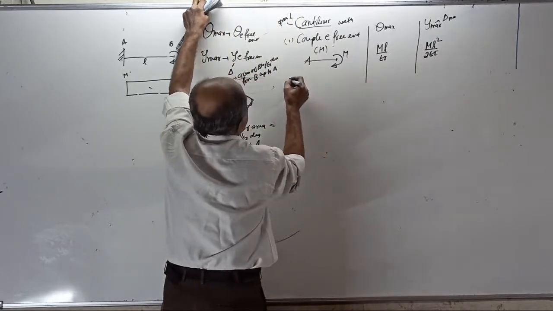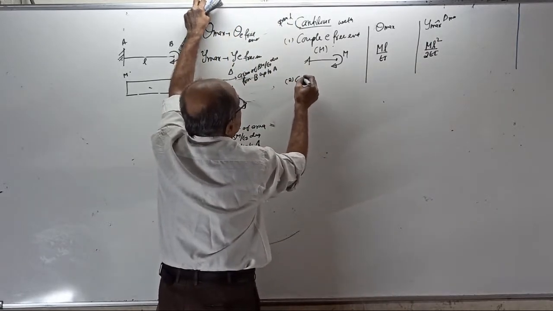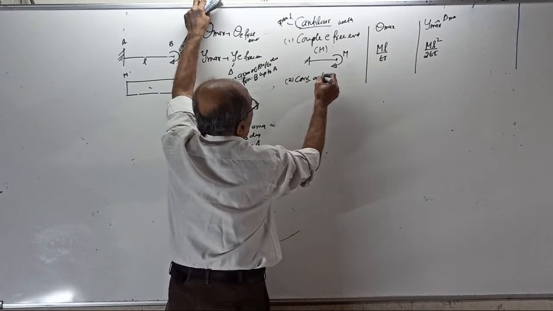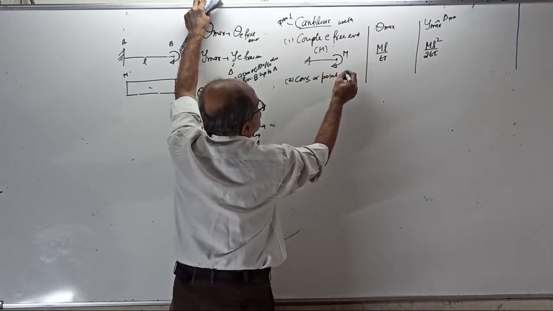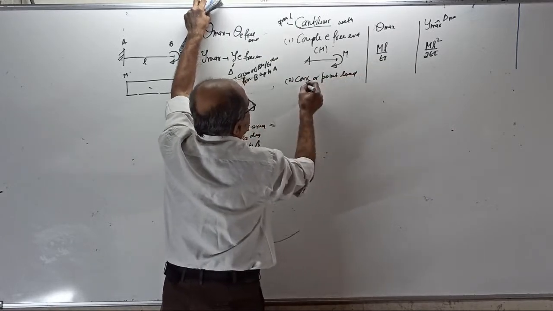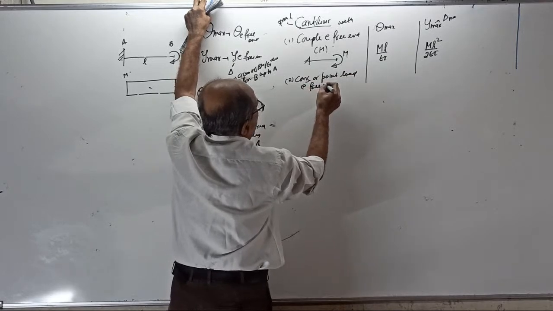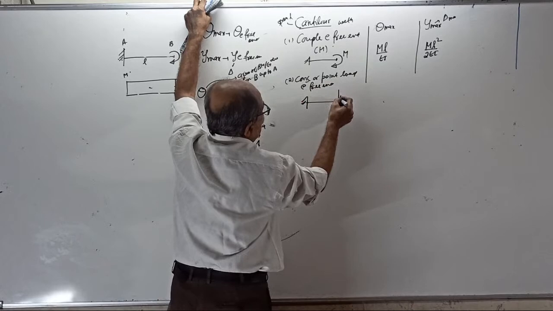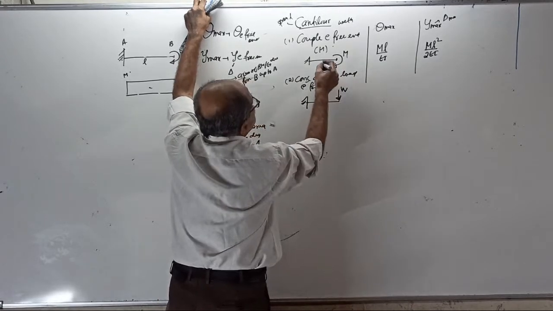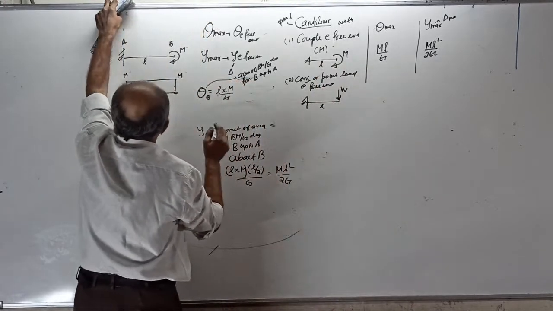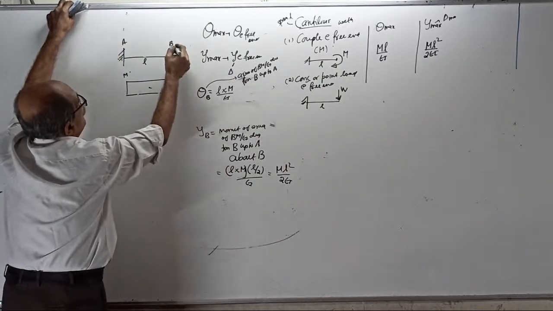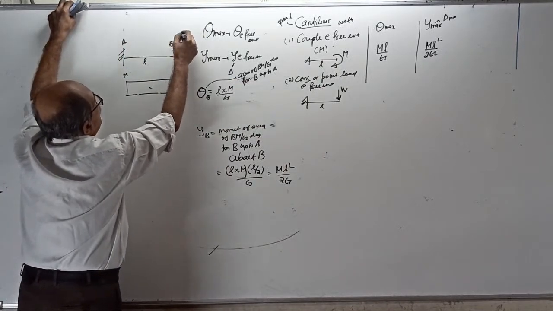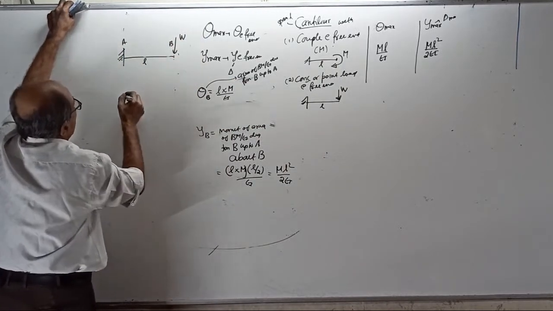Now, second one: concentrated or point load at free end. That is, sketch is like this. Fixed end, W, span is L. See now, start here only right now. Point load W at free end. Draw the bending moment diagram.